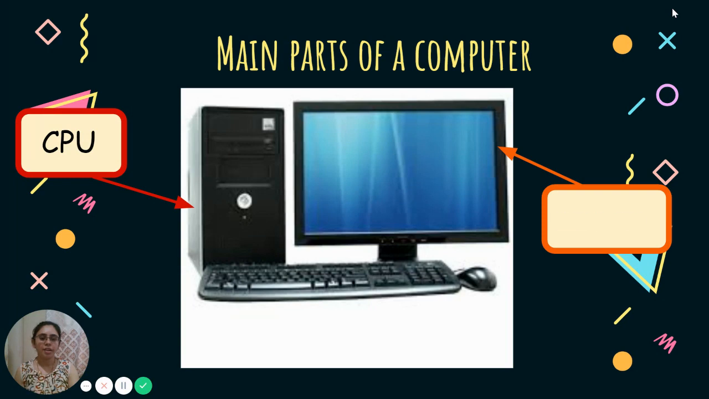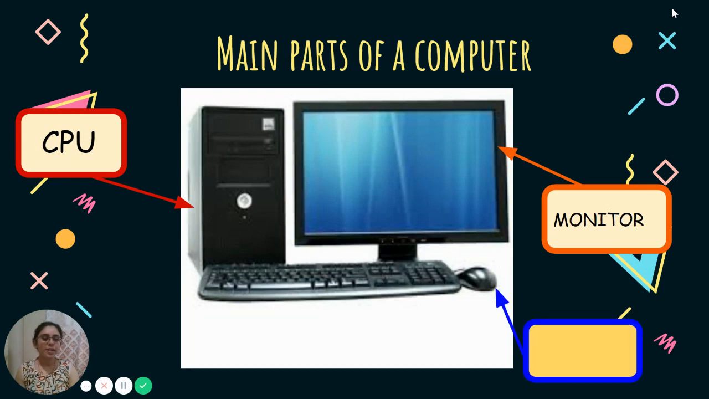The screen-like thing is called the monitor. Monitor shows us video, movies, games, icons, text, whatever appears on your computer can be seen on the monitor. The next part we are going to discuss is mouse. Mouse is called a pointing device, and a mouse has two buttons and one scroll wheel. It is used to point and select objects on the monitor.